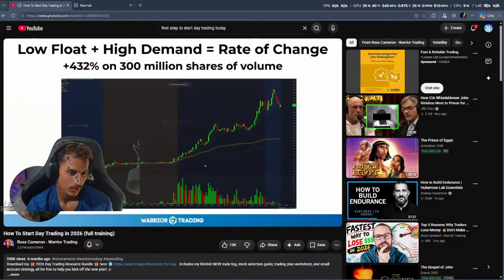And so if I jump onto a chart here, this is the example of MLGO, where even early in the morning when it was up 75, 100%, I knew it had the potential, and this thing just kept cranking higher all day long. It ended up going up 432% on over 300 million shares of volume. This was very liquid. There was a lot of opportunity to trade this. It was a low float stock with very high demand, and that's what resulted in this big rate of change.